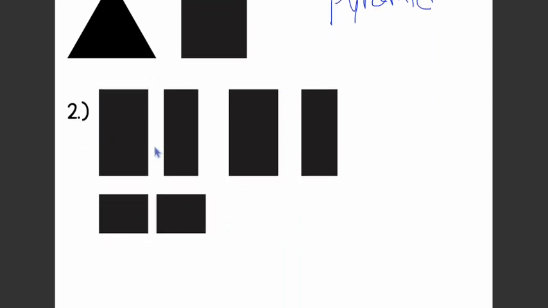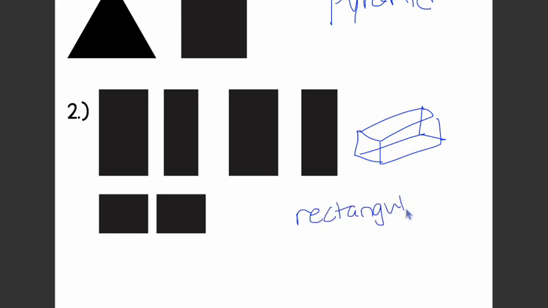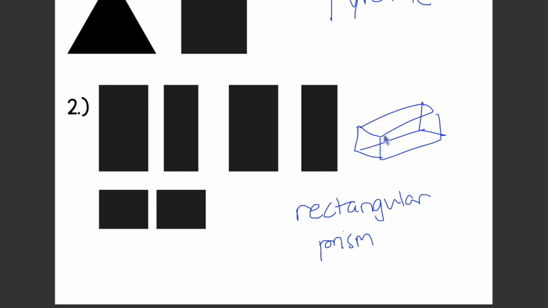For number 2, it looks like we have all rectangles. And so if you try imagining a shape with all of these faces, you'll get something that looks like this. And this is what we call a rectangular prism. And that's because it has all rectangles on its sides. Now, note that a square is also a rectangle.